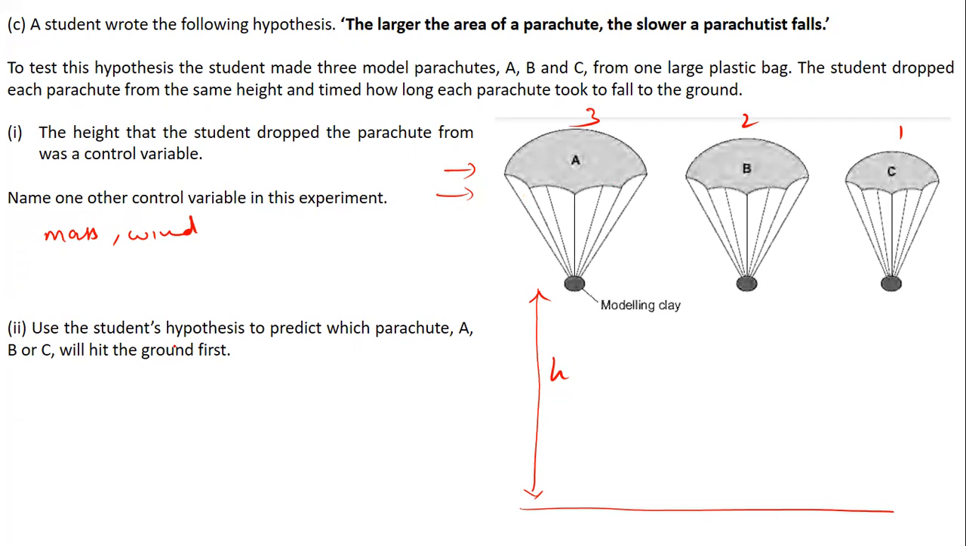Then use the student's hypothesis to predict which parachute, A, B, or C, will hit the ground first. I already told you. Which one? I have written it there also. C will reach first. Yes, C will reach first. Right. Now let us move on to the next one.